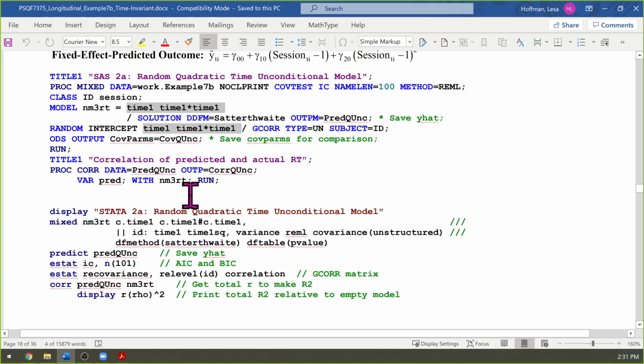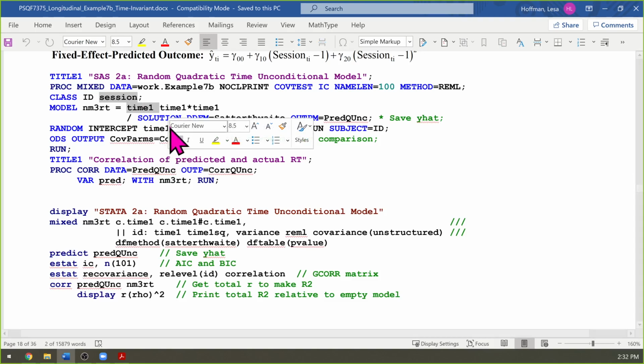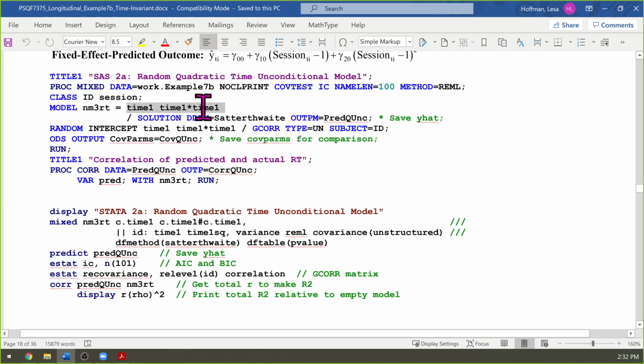And just as a reminder, there are 2 versions of time in the SAS code and in the other program's code. Session is the ID variable. So session and time are different variables because they serve different purposes. Time 1 is session -1, which is being treated as a quantitative predictor. Time 1 has fixed effects in the model line and random slopes right here.